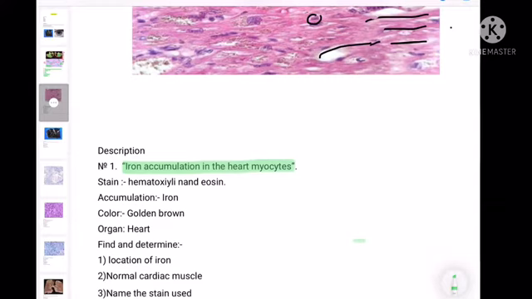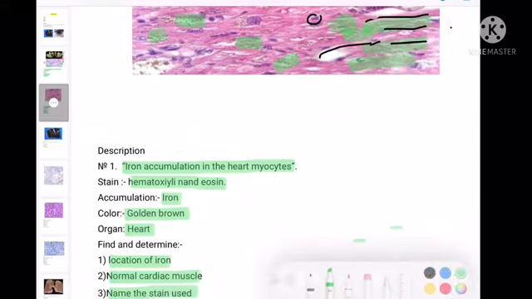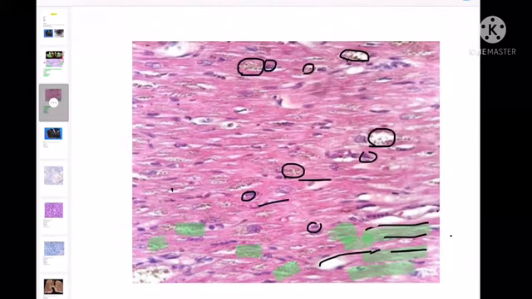The staining here is different. In the previous image it was blue, that was Prussian blue, but here it's somewhat golden brown. If it is golden brown iron, then the stain should be hematoxylin and eosin staining. The organ will be the heart. Find the accumulation of iron. These are the iron accumulations. These are normal cardiac myocytes with the nucleus. Name the stain used: hematoxylin and eosin staining.